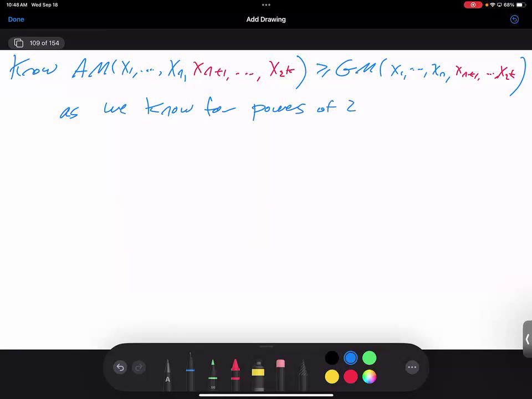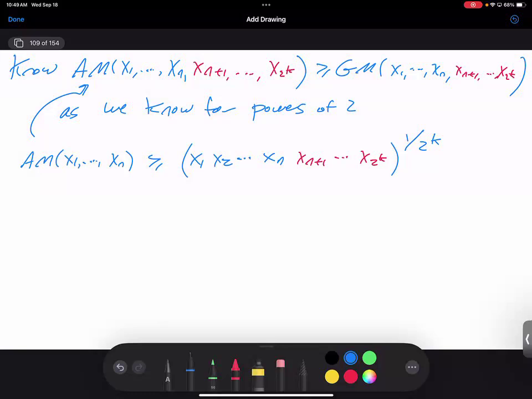Right? So because this is just the arithmetic mean of x1 through xn, we know that that's greater than or equal to the geometric mean, which is x1 times x2 dot dot dot times xn times xn plus 1 dot dot dot x2 to the k, to the 1 over 2 to the k. Right? But each of the xn plus 1, xn plus 2, is everybody comfortable with this? That's just the geometric mean.